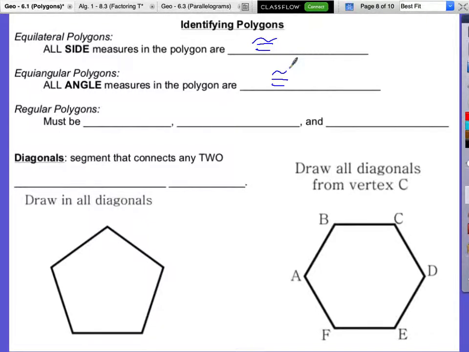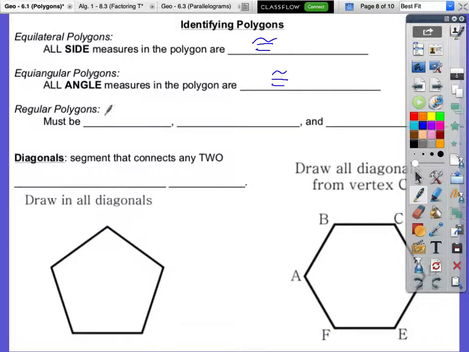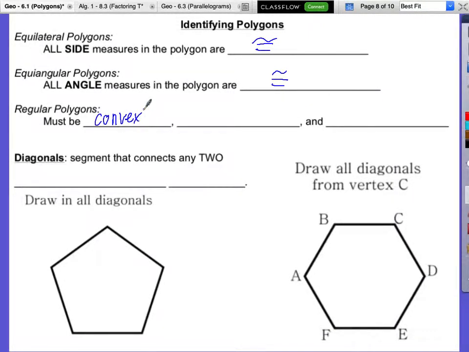Text it, yeah. Now, we can have polygons that are equilateral, where all the sides are congruent. We can have polygons that are equiangular, where all the angles are congruent. And we can have what we call a regular polygon. A regular polygon will be convex, not concave. It'll be convex, to where it points out. It'll be equilateral, and it'll be equiangular. For it to be regular, it'll be all three of those.